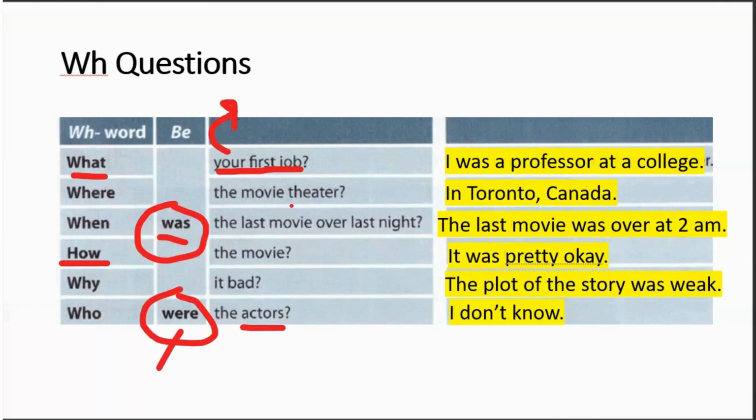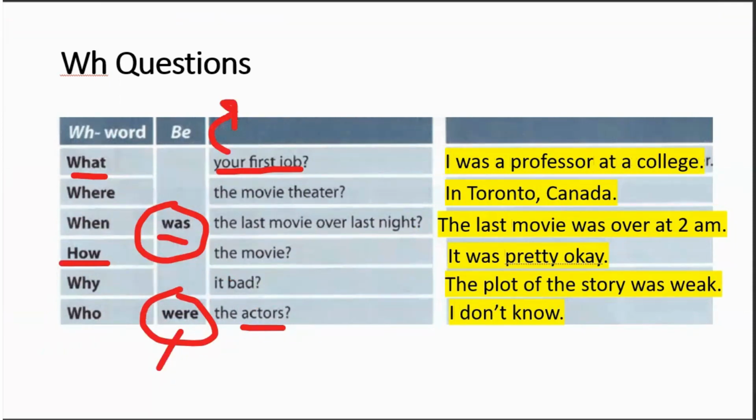Where was the movie theater? In Toronto, Canada. When was the last movie over last night? The last movie was over at 2 a.m. How was the movie? It was pretty okay. Why was it bad? The plot of the story was weak. Who were the actors? I don't know. Maybe they were new actors.